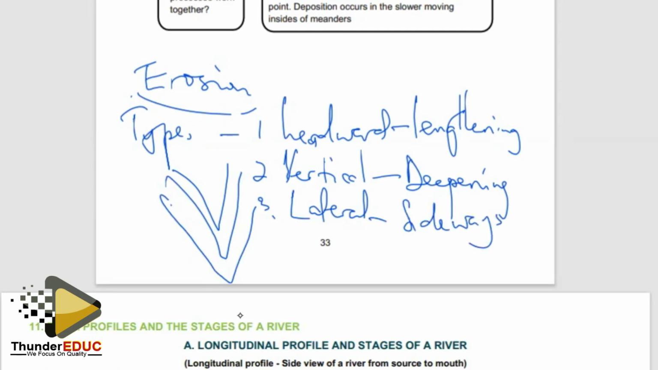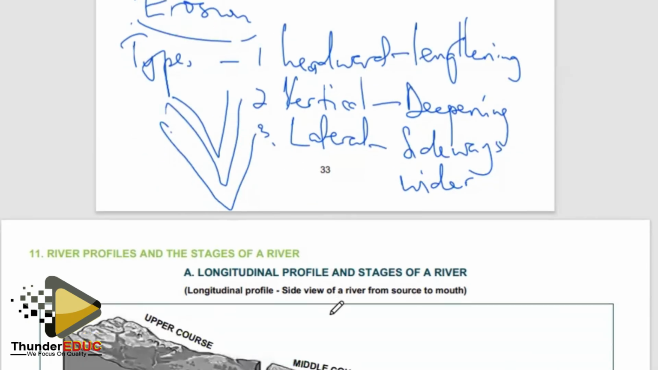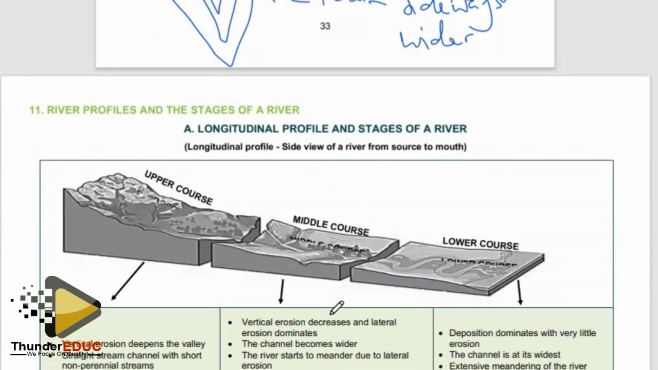Sideways, what happens to the river channel? It becomes wider. It widens the river channel. So those are the three basic types of erosion that happen in the river. In case you get a question which asks you about the type of erosion, always remember that we have headward, vertical, and lateral, and you should be able to distinguish how they affect the river channel.